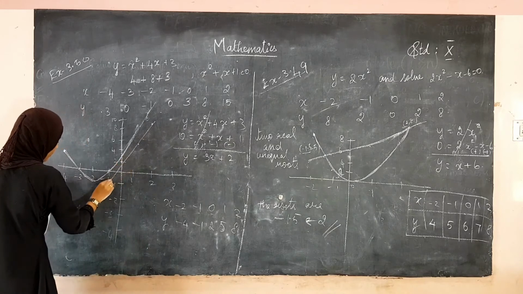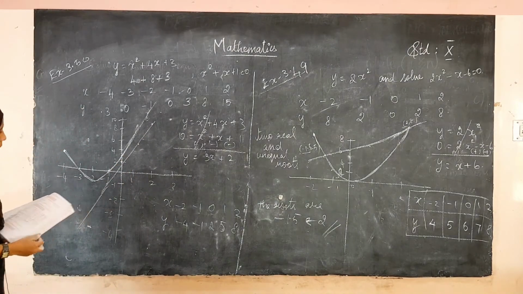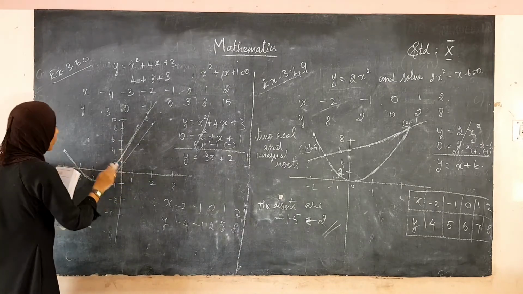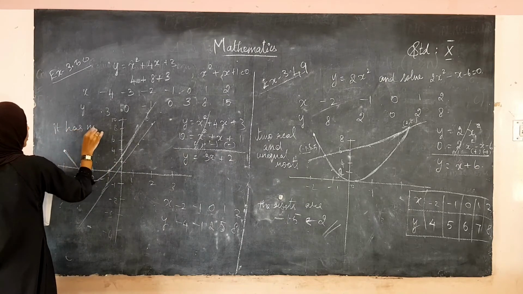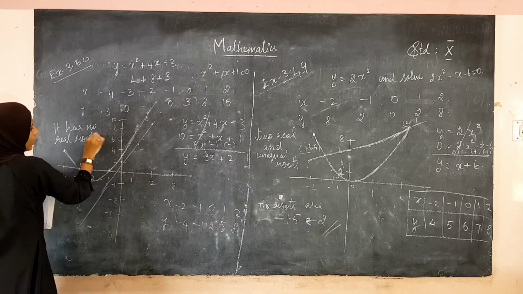See here, this will be the line. Okay, this will be the line. See here, now the graph and the line don't touch at any point. Therefore, it has no real roots. It has no real roots.